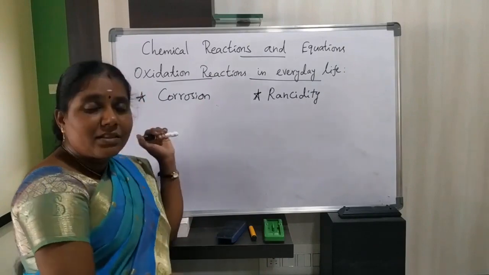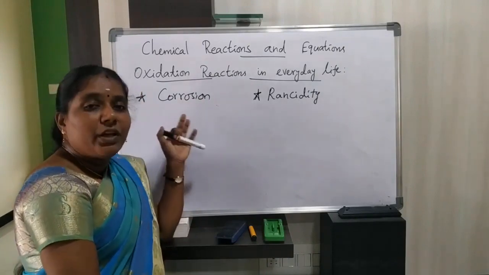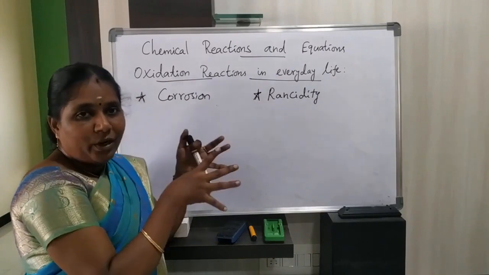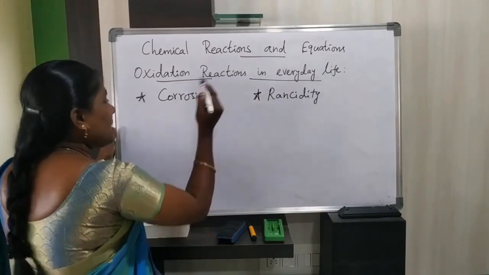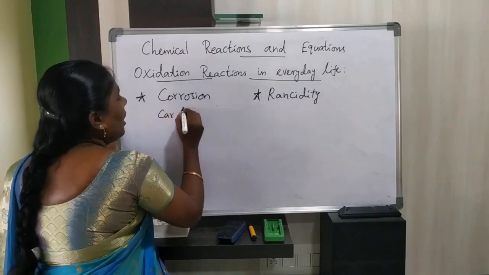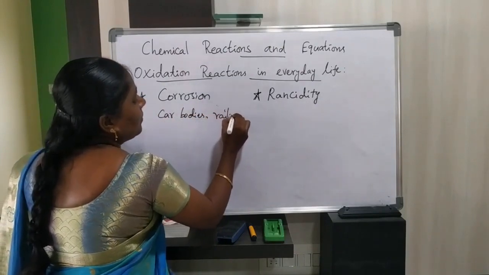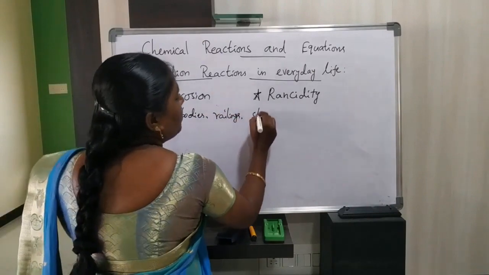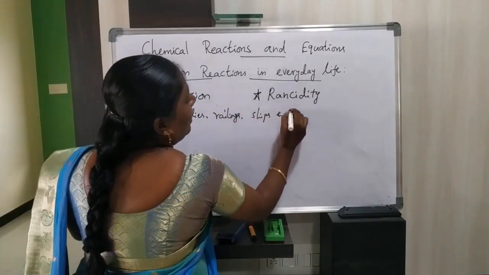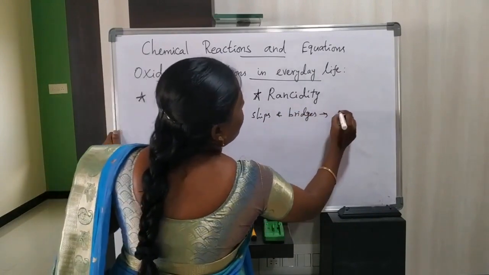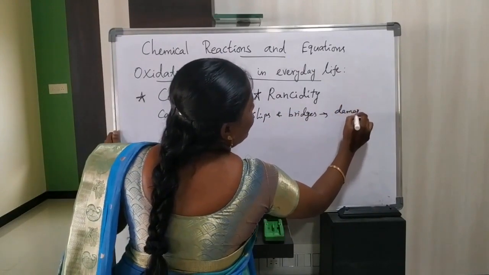So that process is considered as corrosion. Generally, this corrosion causes damage in car bodies. In which places does it cause damage? In car bodies, railings, ships and bridges. So, it causes damage in these places.